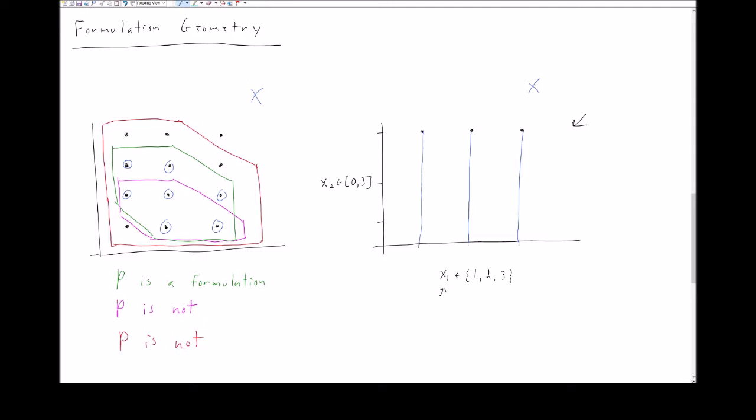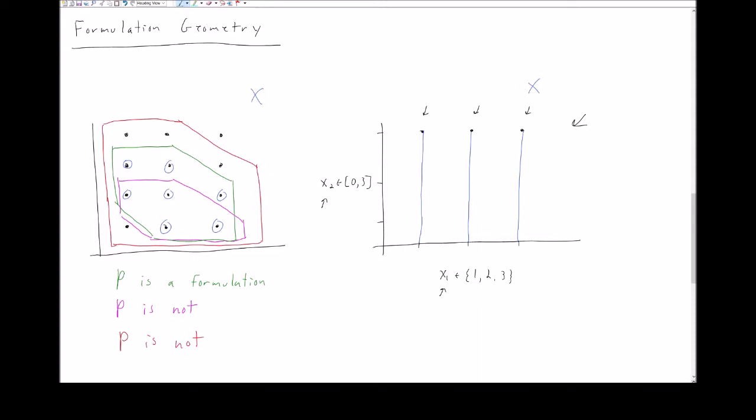x1 can only take the values 1, 2, and 3. But x2 is in any continuous space. x2 can be between 0 and 3. It can take values along this entire line. So in 2 dimensions, what we have is a series of lines, or line segments.